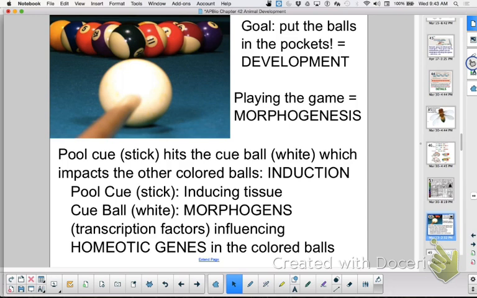So influencing, then what happens is when I use this white ball to hit this black ball, right, that can then influence another cell, which then can influence another cell, right? And so on and so on. And that gets the ball rolling in development, okay?